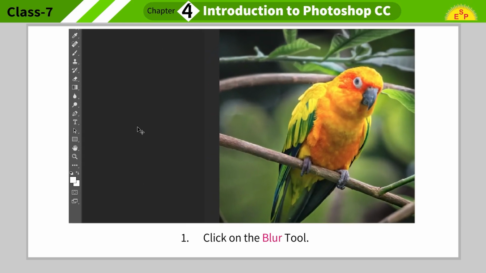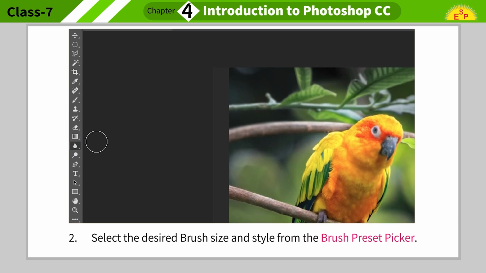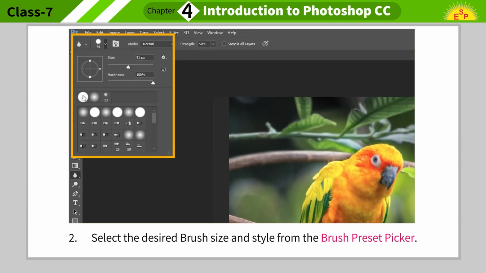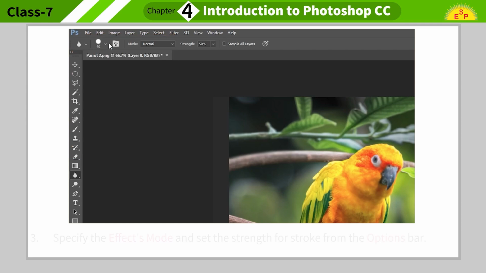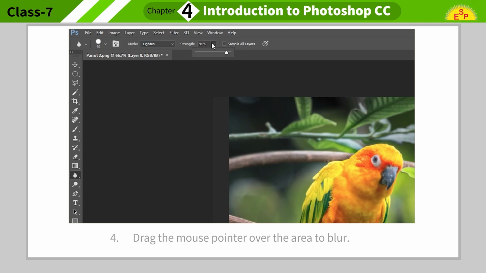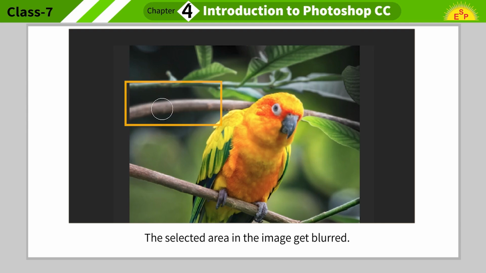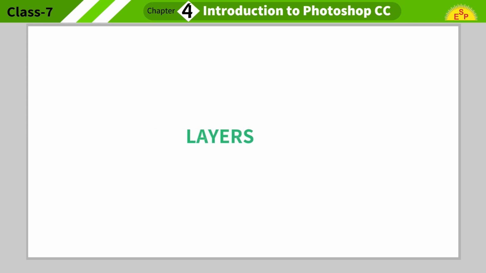Step 1. Click on the blur tool. Step 2. Select the desired brush size and style from the brush preset picker. Step 3. Specify the effects mode and set the strength for stroke from the options bar. Step 4. Drag the mouse pointer over the area to blur. The selected area in the image gets blurred.